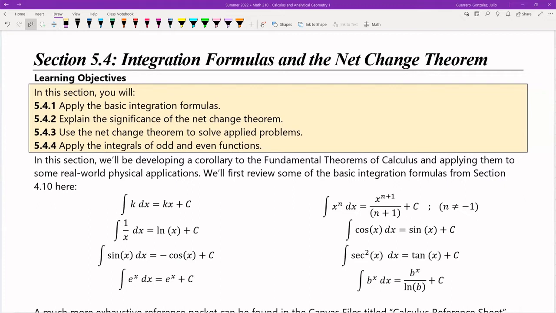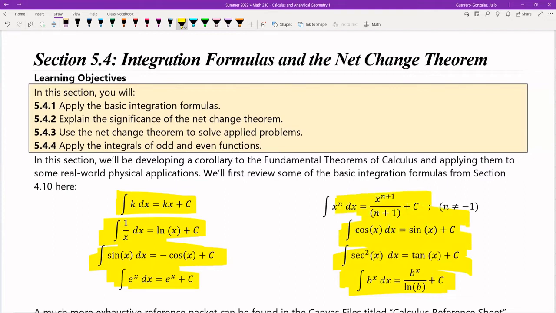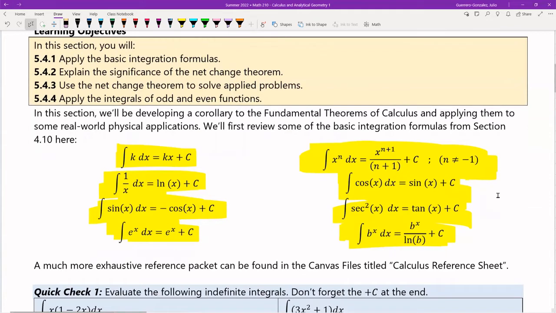So first thing I want to do is review some of those shortcut integration formulas that we covered in section 4.10. Here's a couple of them. These are just the very basic ones. These are all at the end of section 4.10. I added, I think, one or two from that list here. So just make sure you know how to use these, how they work. Let me scroll this down a little bit. This is a very few of them. It's not very exhaustive at all.